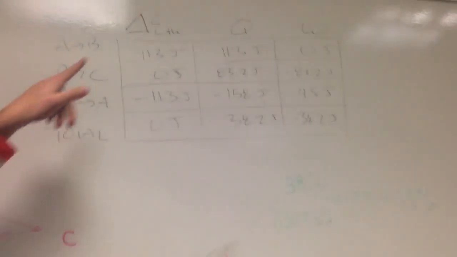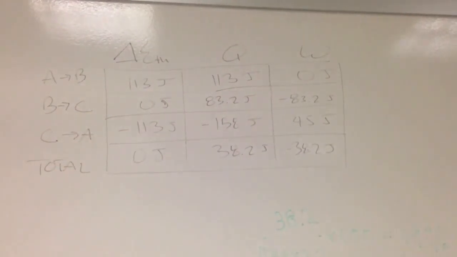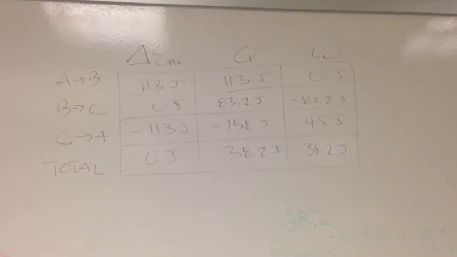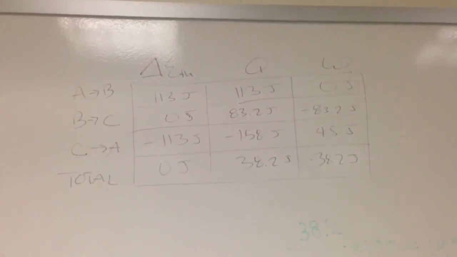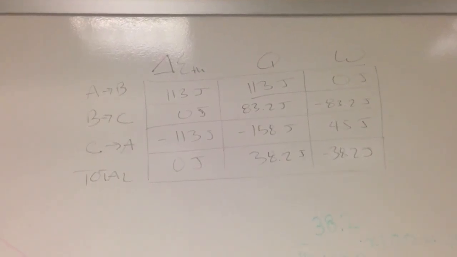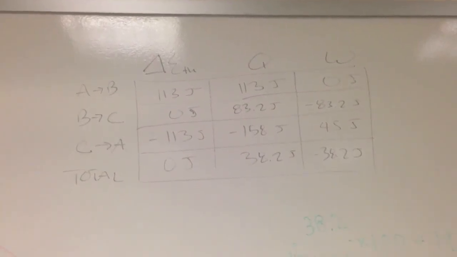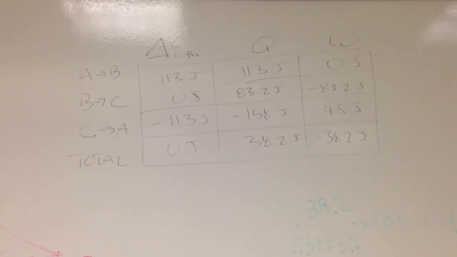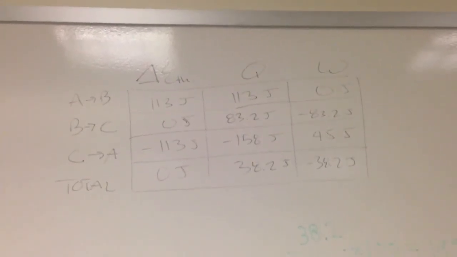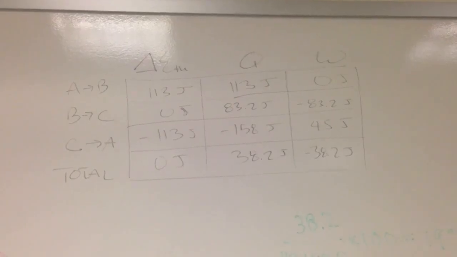So now we've written out the totals for each of them. As we said, A to B, change in thermal energy is 113 joules. Q is 113 joules as well, and there is no work done on the system. B to C, we said is isothermal, so there is no change in thermal energy, which is 0 joules. Q being 83.2 joules and W being negative 83.2 joules, which we just calculated. And then the process of C to A, we calculated the change in thermal energy to be negative 113 joules, Q negative 158, and W is positive 45.